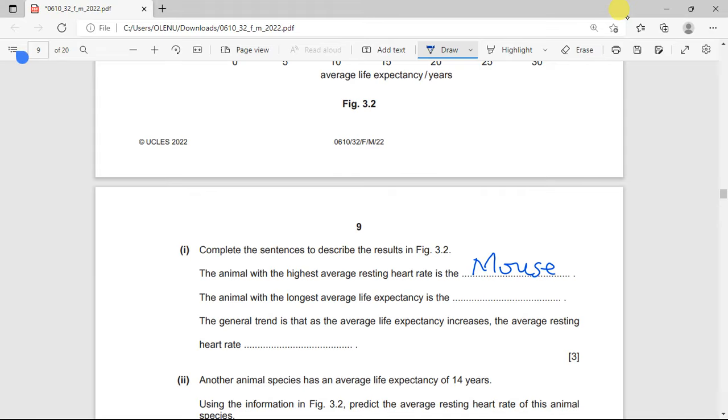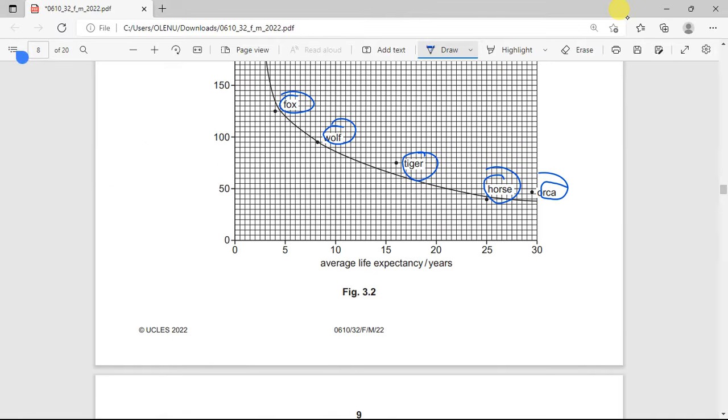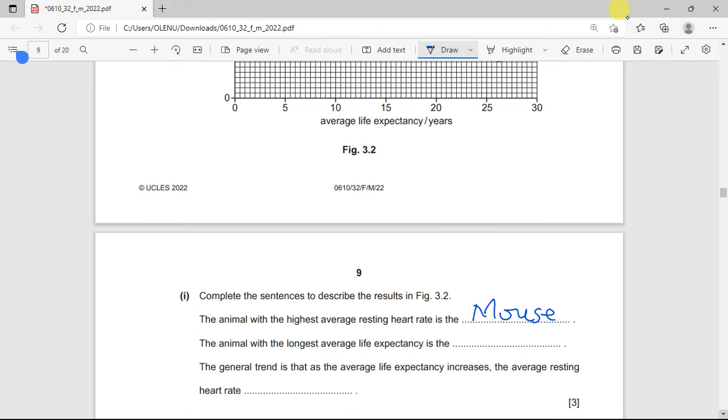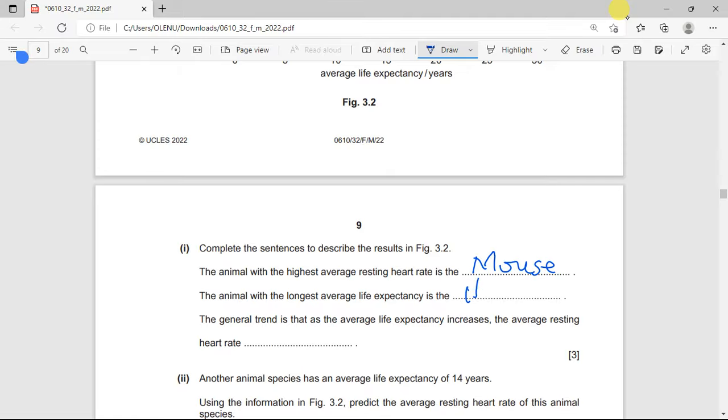Now the animal with the lowest, so you look at the last one here. Is that the one with the lowest? You have a value here, you also have a value here. So I think the horse is the animal with the lowest because the other one is higher than the horse. This is the point where the horse is, and it's less than 50. So the lowest for me there is the horse.